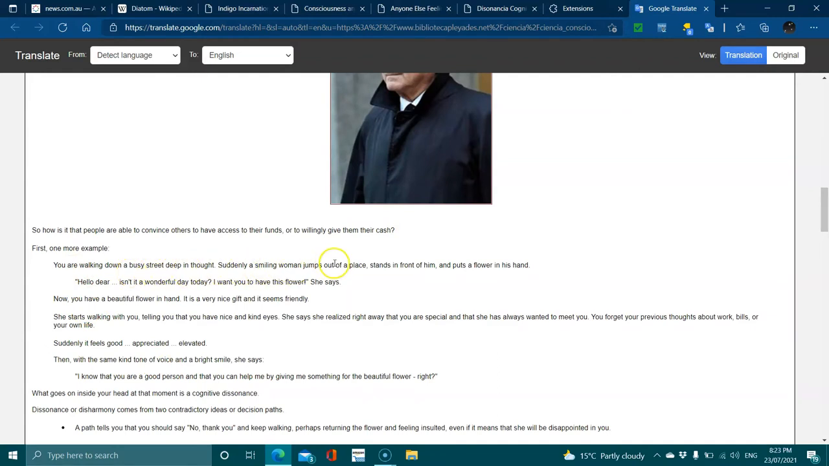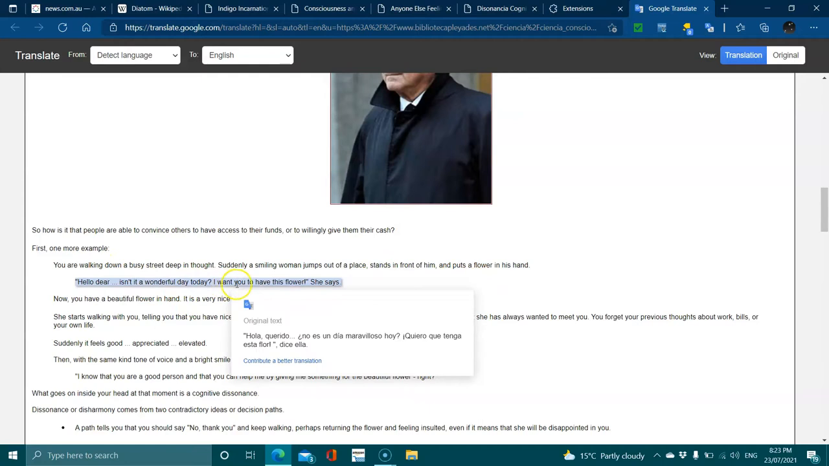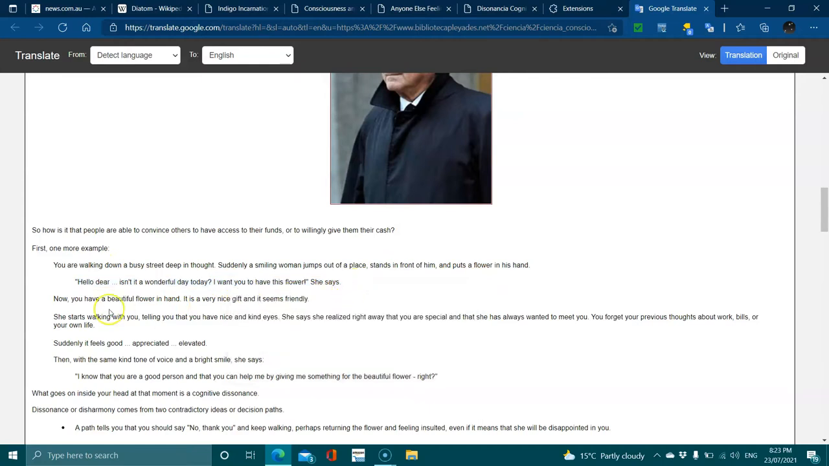you're walking down a busy street, deep in thought. Suddenly, a smiling woman jumps out of her place, stands in front of you, and puts a flower in your hand. "Hello, dear. It's a wonderful day today. I want you to have this flower," she says. Now you have a beautiful flower in your hand. It's a very nice gift and she seems friendly. She starts walking with you, telling you that you have nice, kind eyes. She says she realized right away that you are special and she always wants to meet you.